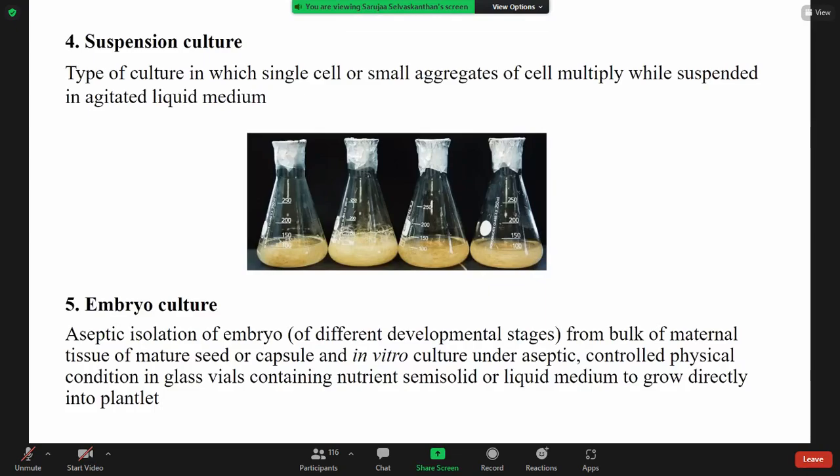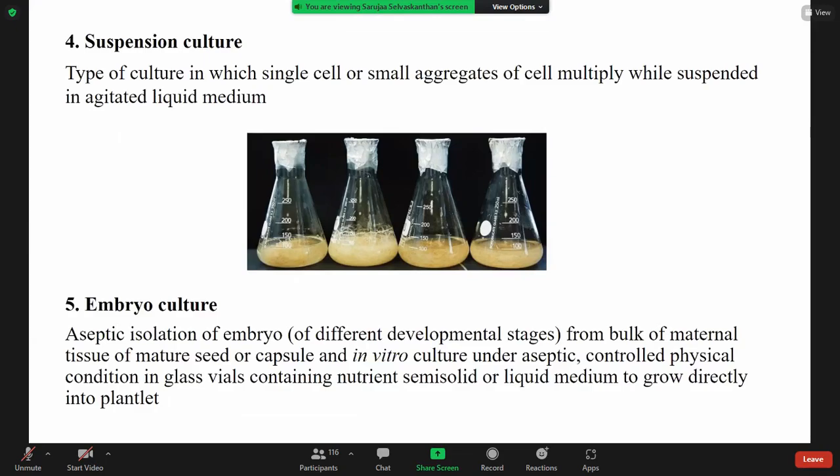So what we can do is transfer single cells or small aggregates of cells into the liquid medium and keep it on the agitator. It agitates slowly, and we can adjust the speed for the suspension culture. From the suspension culture also, new shoots we can obtain.